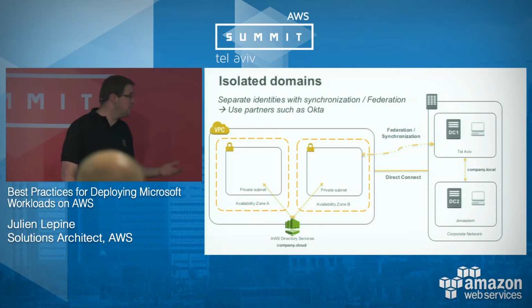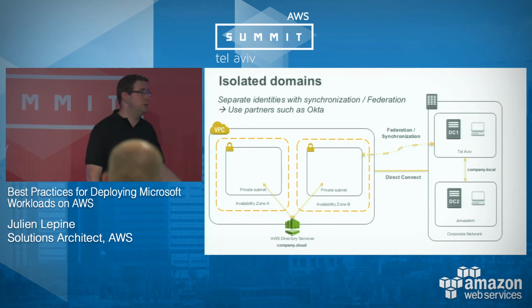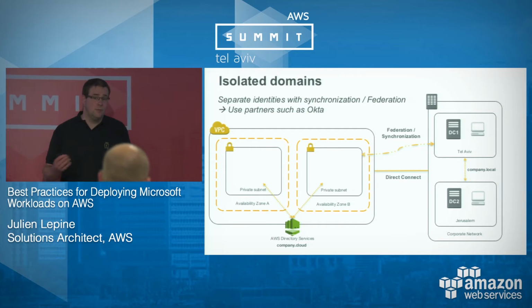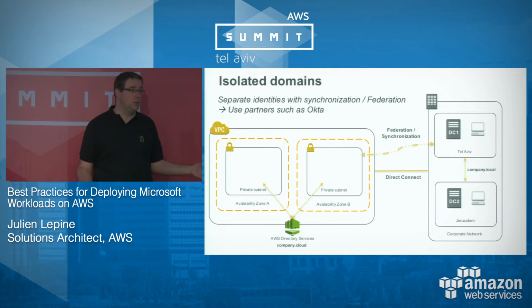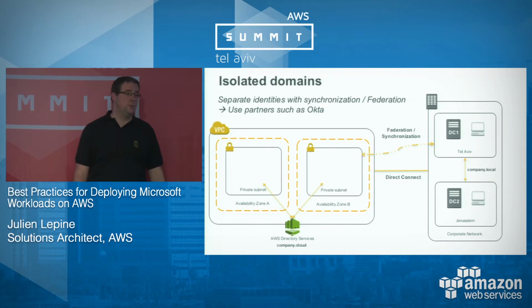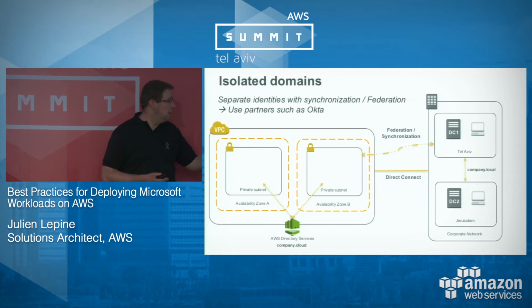One of the nice things is we have that as a service, AWS Directory Service. It's a fully managed Active Directory that you can deploy. It's going to be highly available across AZs. It's going to be backed up automatically. All the high availability is made for you. And in that isolated mode, it just works fine.